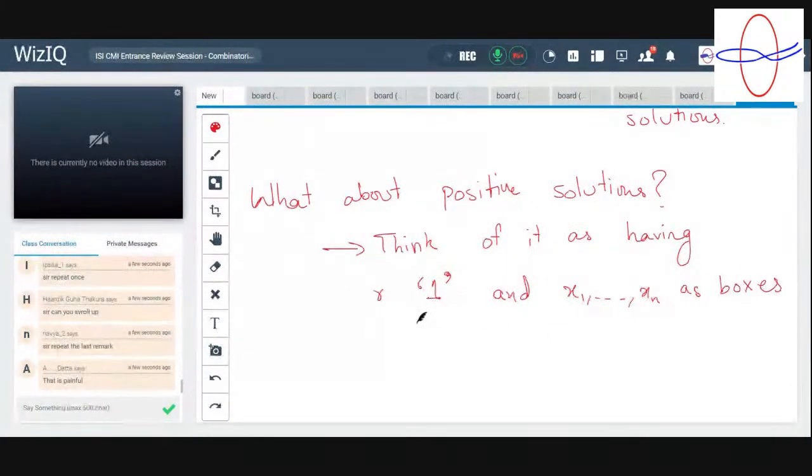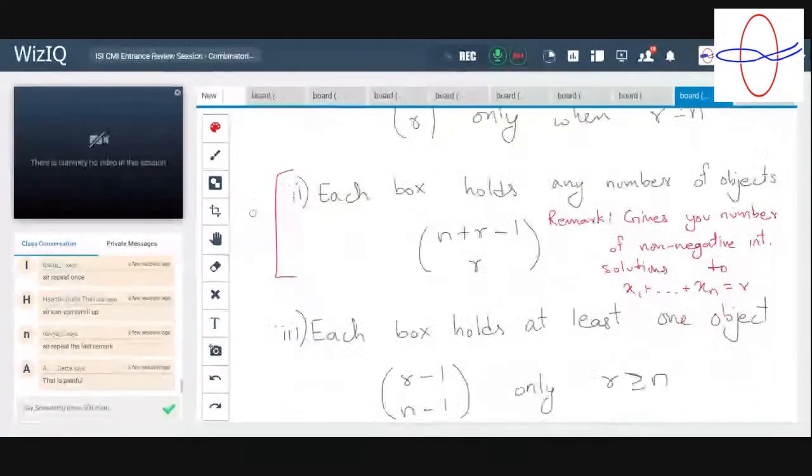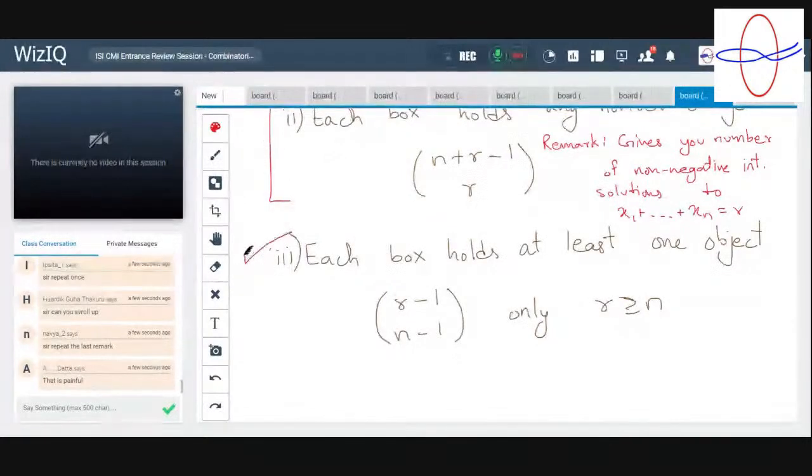Then the problem of positive solutions becomes the situation where you have to find the number of cases where you have no box empty. So that is, every box holds at least one object, which you know from this situation instead. Fine.